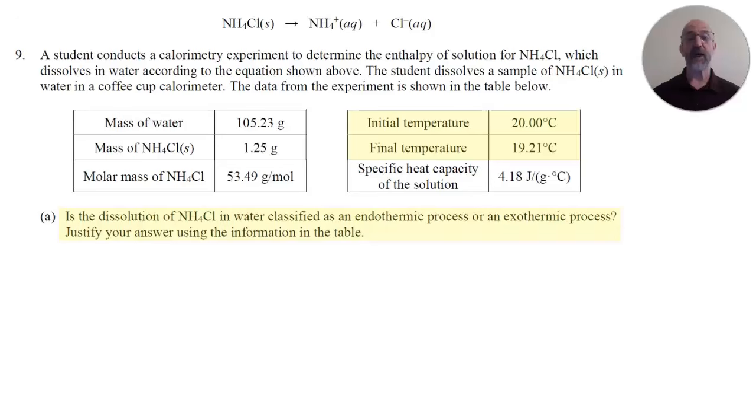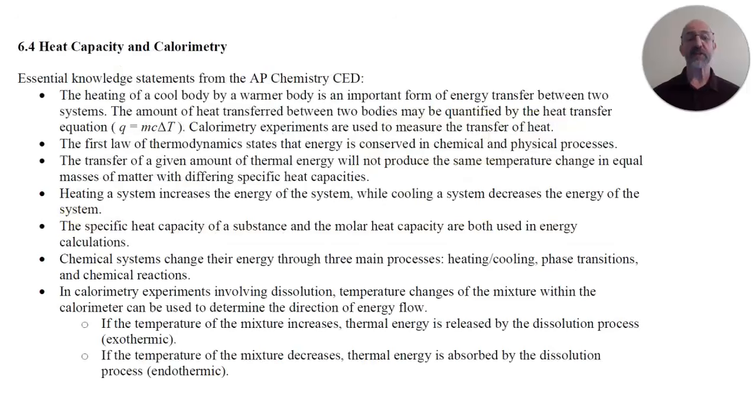Now, specifically, we are going to focus on that change in temperature, and the temperature decreases when ammonium chloride dissolves in water. One of the essential knowledge statements for topic 6.4 says that in calorimetry experiments involving dissolution, which is what is happening here in question 9, temperature changes of the mixture within the calorimeter can be used to determine the direction of energy flow.